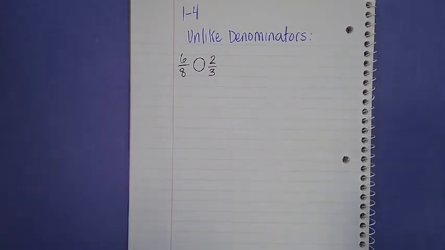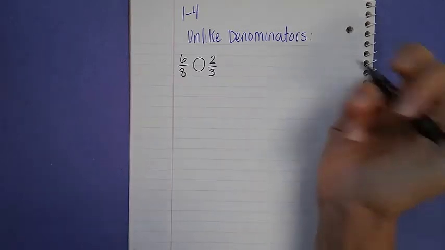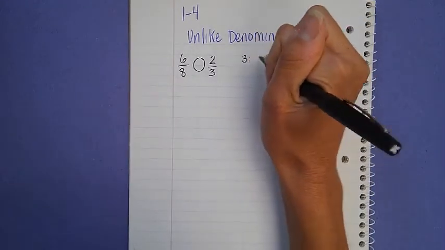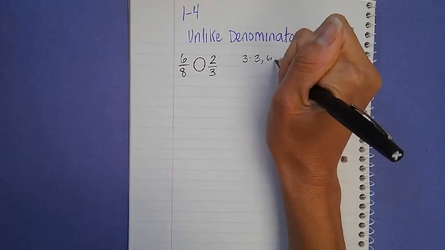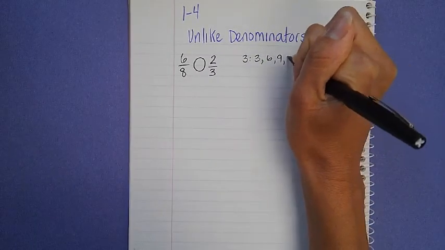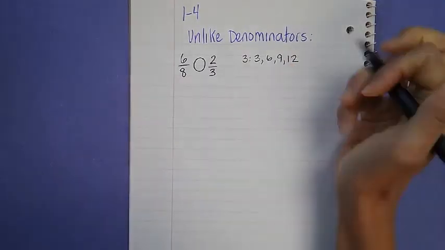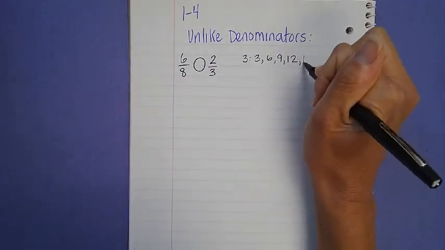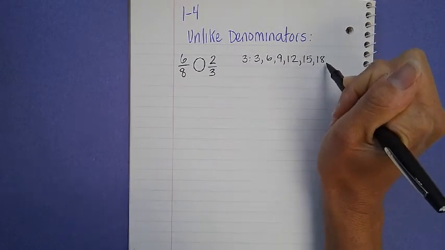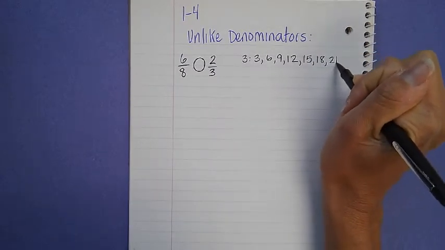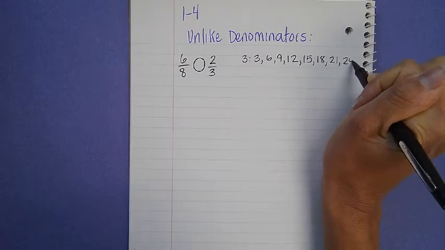So I'm going to start with thinking about multiples of 3. 3 times 1 is 3, 6, 9, 12. 3 times 4 is 12. 3 times 5 is 15. 3 times 6 is 18. 3 times 7 is 21. 3 times 8 is 24.